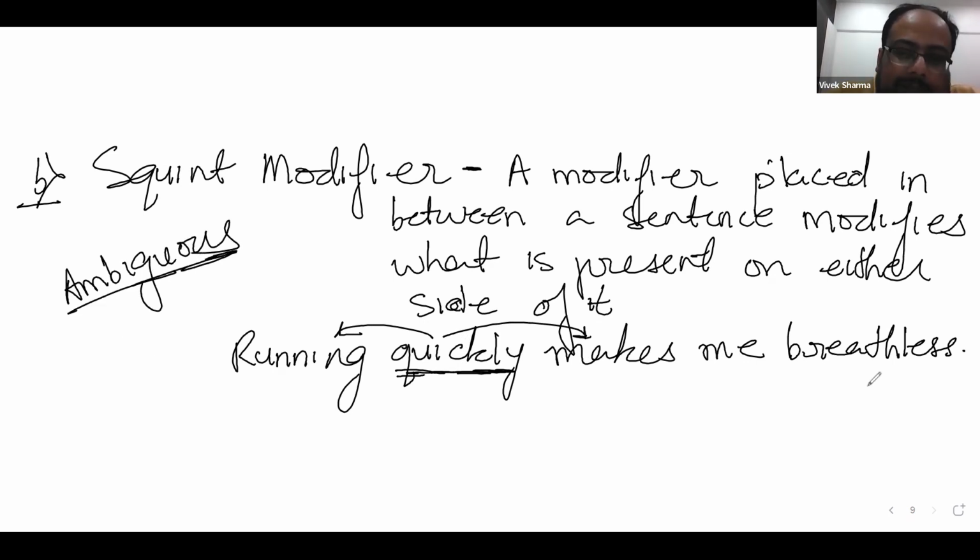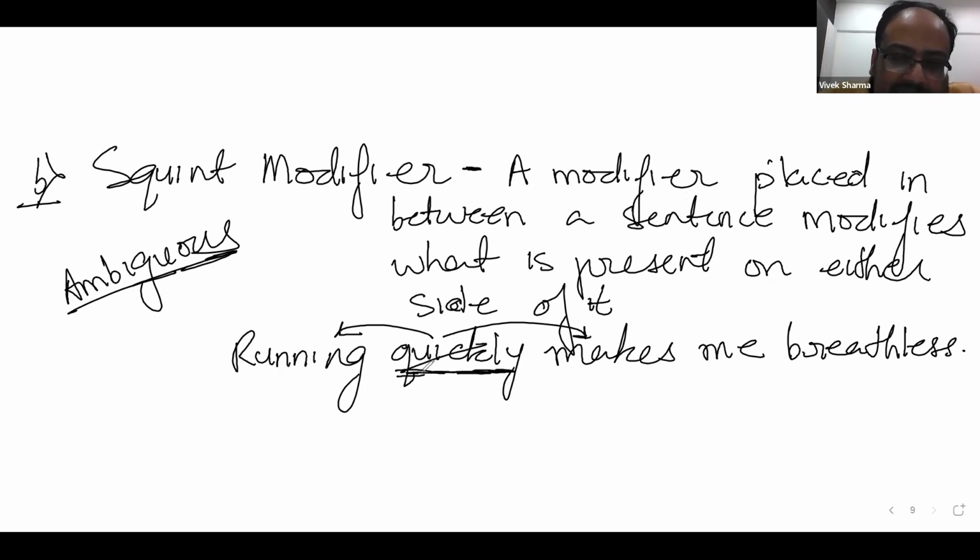This sentence has multiple interpretations for the simple reason that the modifier is modifying on both the sides. So because it is modifying on both the sides, it is giving us multiple interpretations. This is the concept of a squint modifier. Such sentences need to be changed so that the meaning becomes clear.